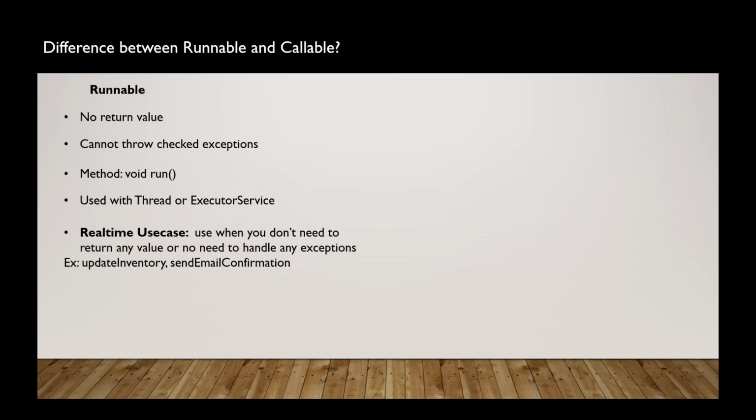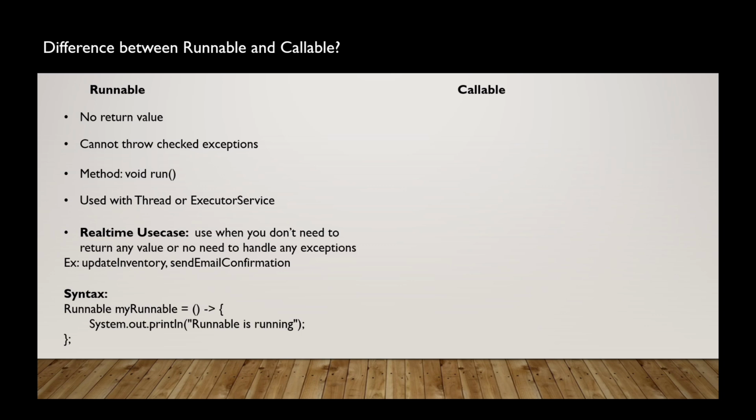And a real-time scenario for Runnable is when you don't need any return value after execution of the thread, or you don't need to handle any exceptions while using the thread, then you can go with Runnable. For example, sending email. If you write one service which sends email and it does not require any return value, or you want to update any inventory that doesn't require any return value, in this case you can go with Runnable. And this is the syntax of Runnable, where we can create Runnable myRunnable equals this lambda function.